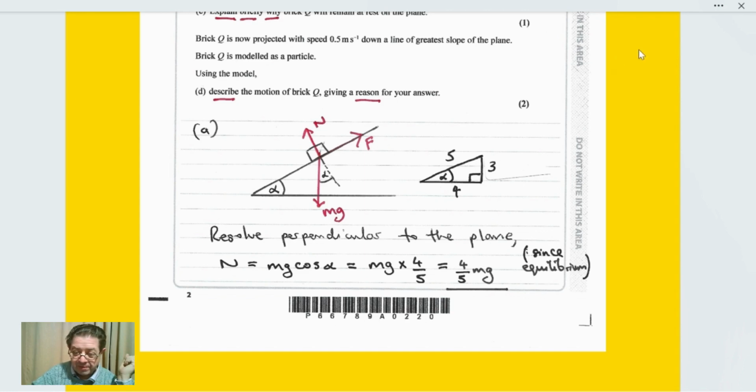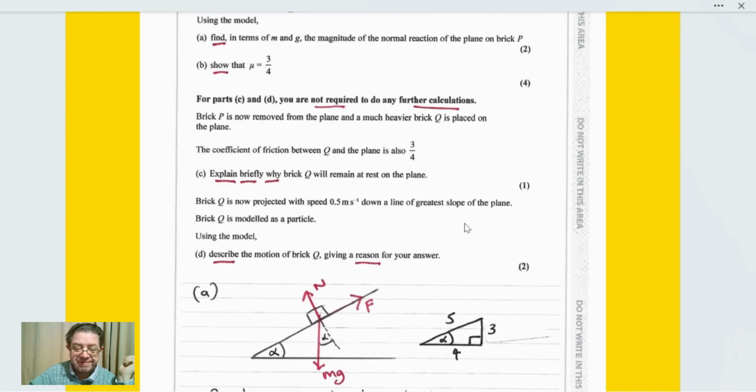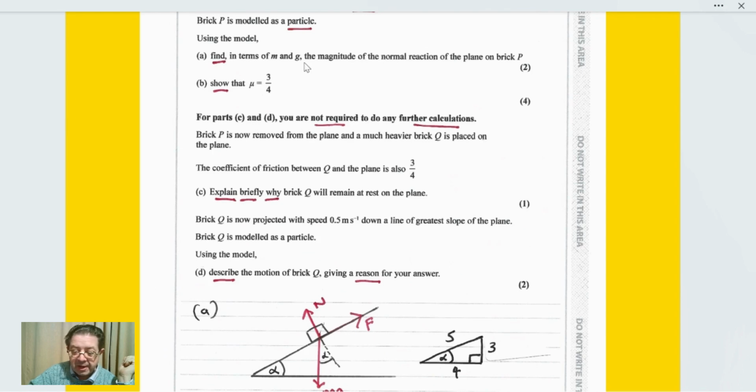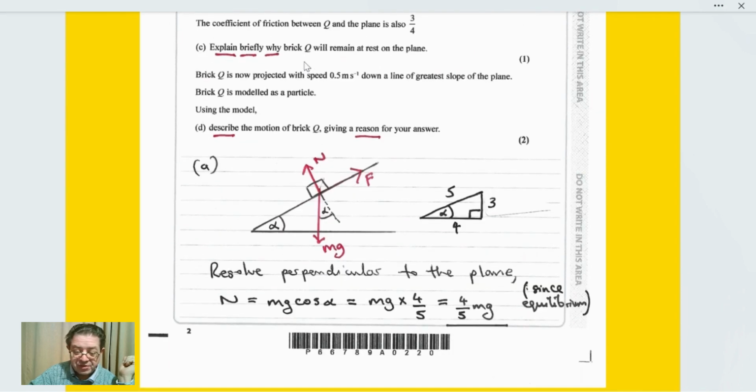Now, we're dealing here with the triangle. We were told that tan of alpha is 3/4. So this is our 3, 4, 5 triangle. Cos of alpha will be 4/5. So N will be mg cos alpha, mg times 4/5, equals 4/5 mg, which is what we were asked to find. We were told it was equilibrium, which is why N equals mg cos alpha. They cancel out. There's no movement, no resultant force in that direction.